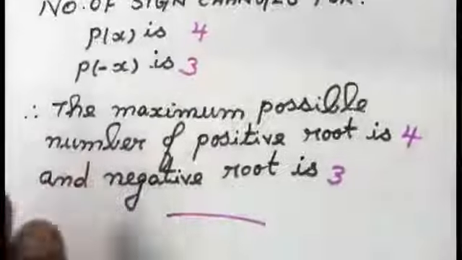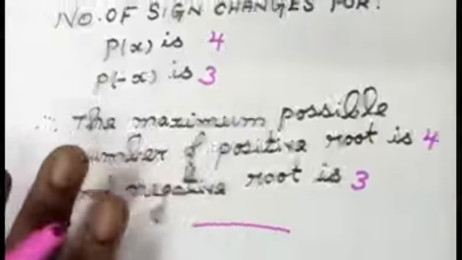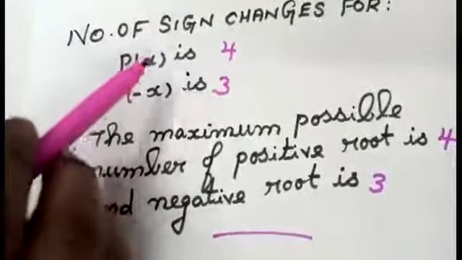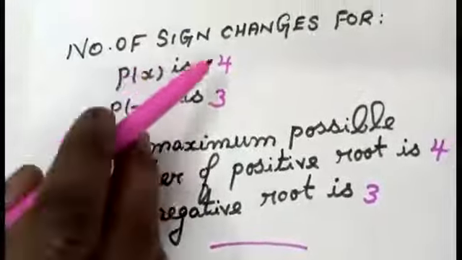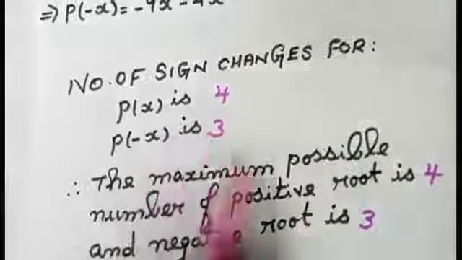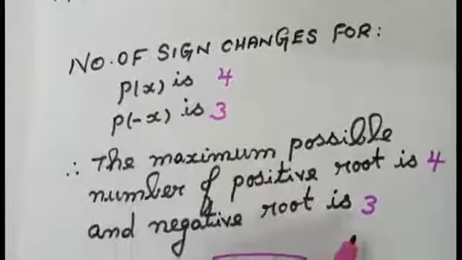So what is the question they have asked you? I have just worked it out. Using the number of sign changes, P of x, 4, means positive; P of minus x, 3, means negative. The maximum number of positive roots is 4, and negative roots is 3. Next, we are going to move on to the second sum.